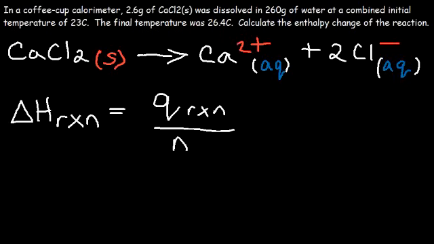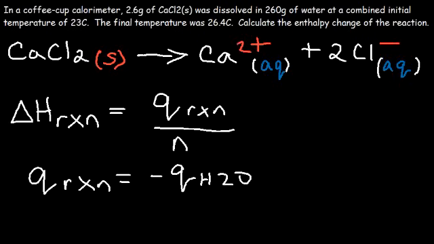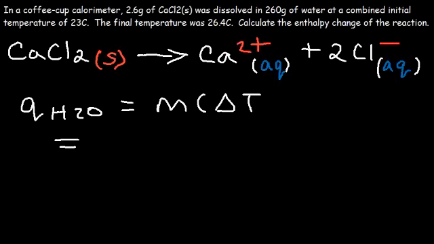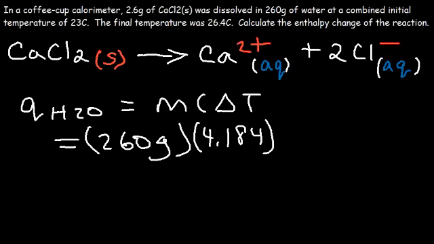Now, how can we find the Q of the reaction? The energy released by the reaction, or absorbed by it, is equal to the energy that's absorbed or released by the water. But there's going to be a negative somewhere. And once we have Q, we could divide it by n, and we'll get delta H. So let's find out how much heat energy was absorbed or released by the water sample. And let's use the equation Q is equal to mcΔT. So we have 260 grams of water, that's the mass. The specific heat capacity is 4.184. The final temperature is 26.4 minus the initial temperature of 23.